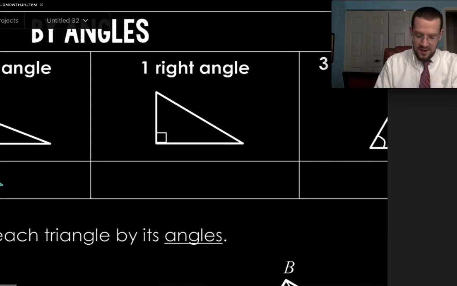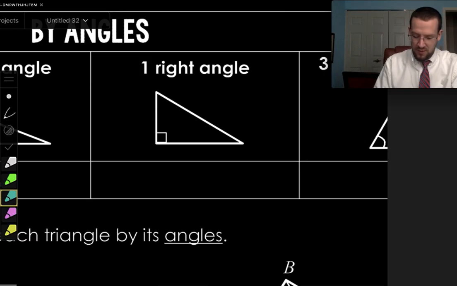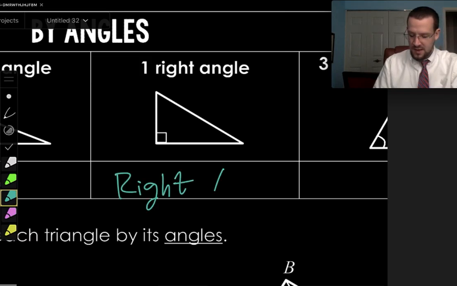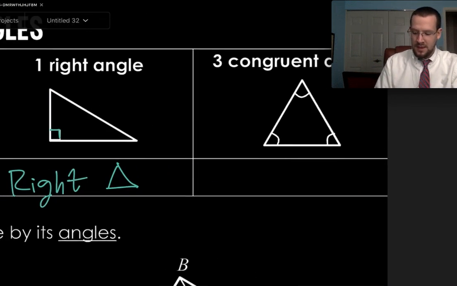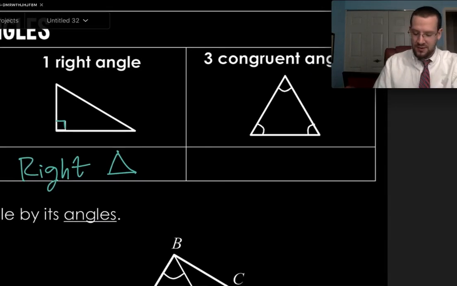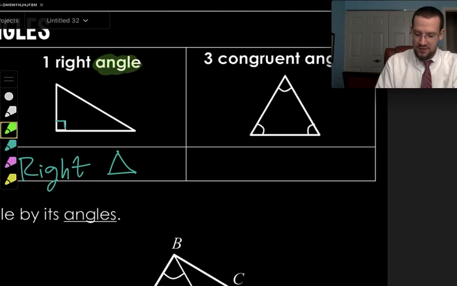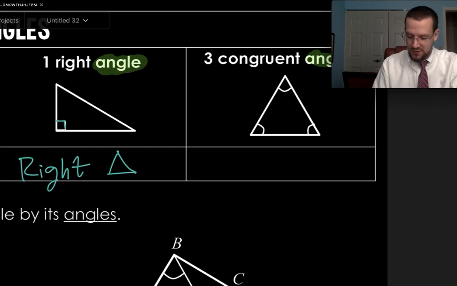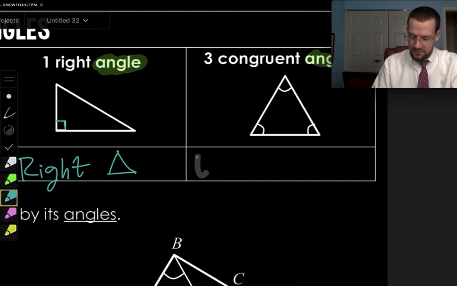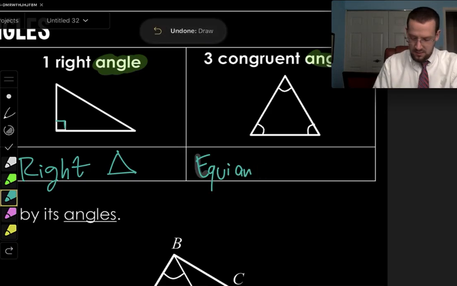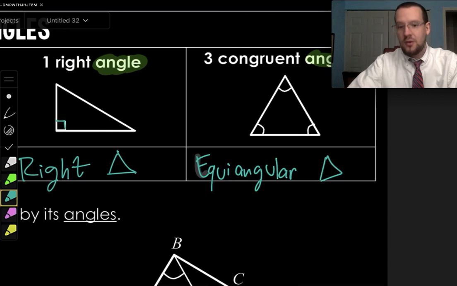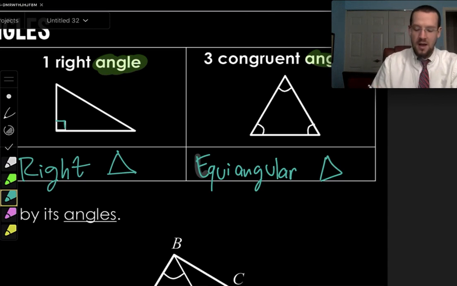Okay, one right angle. Well, again, all you need is one right angle, and then the triangle becomes a right triangle. And again, this symbol in here is the symbol for right. And finally, we have our congruent angles. And again, what we're doing is looking at just angles, right? Just angles. So when we have three congruent angles, we call this equiangular. This is an equiangular triangle. It is an equiangular triangle.